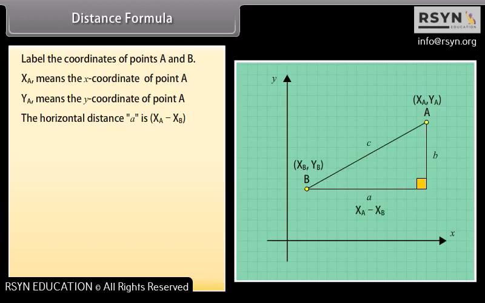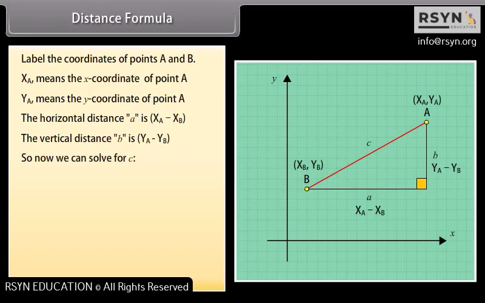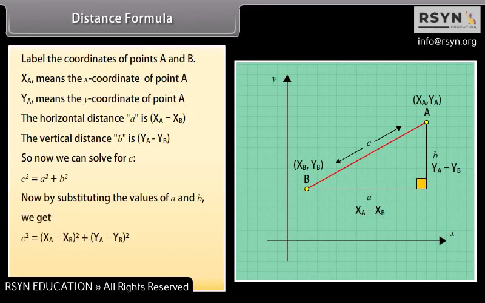The horizontal distance A is XA minus XB. The vertical distance B is YA minus YB. So now we can solve for C, which is the distance between the points. C square is equal to A square plus B square. Now by substituting the values of A and B, we get C square is equal to XA minus XB whole square plus YA minus YB whole square. The final result is C is equal to under root of XA minus XB whole square plus YA minus YB whole square.